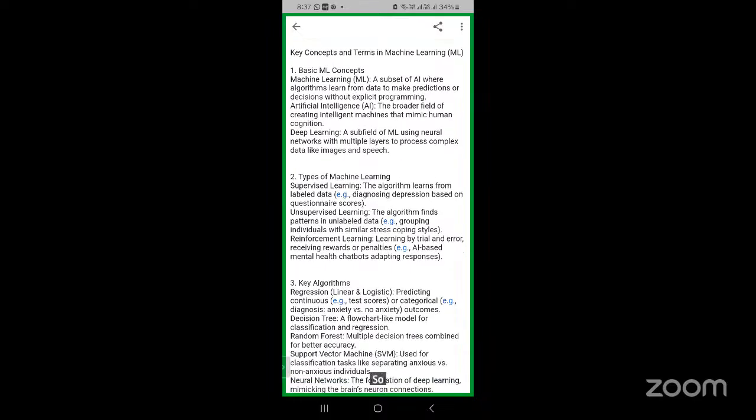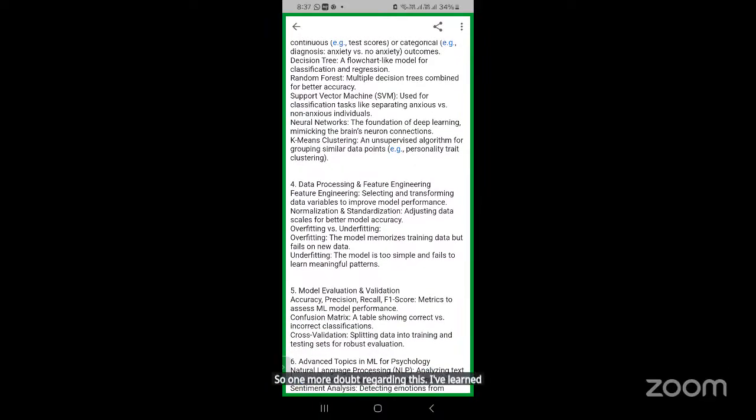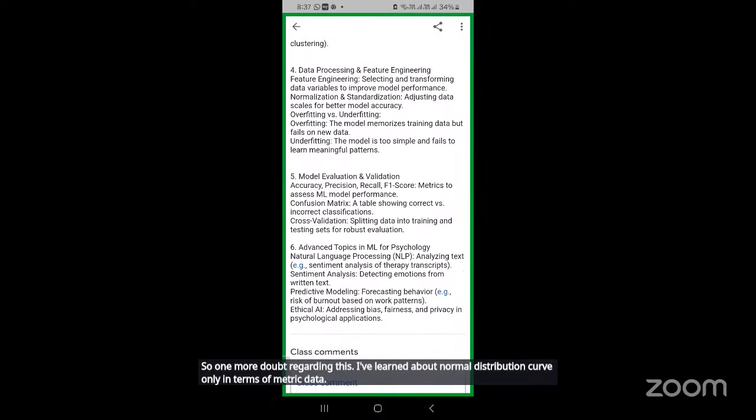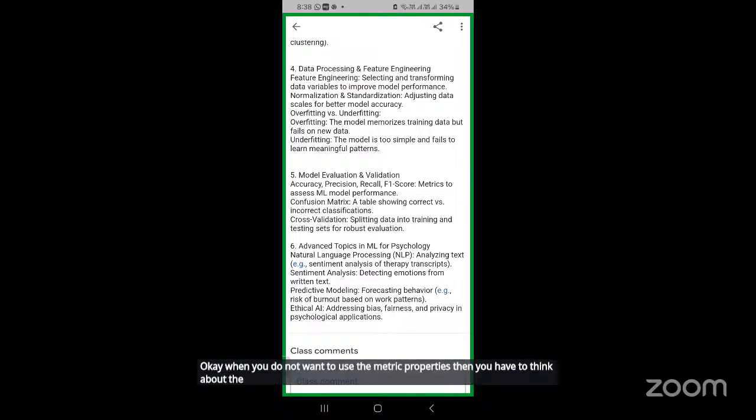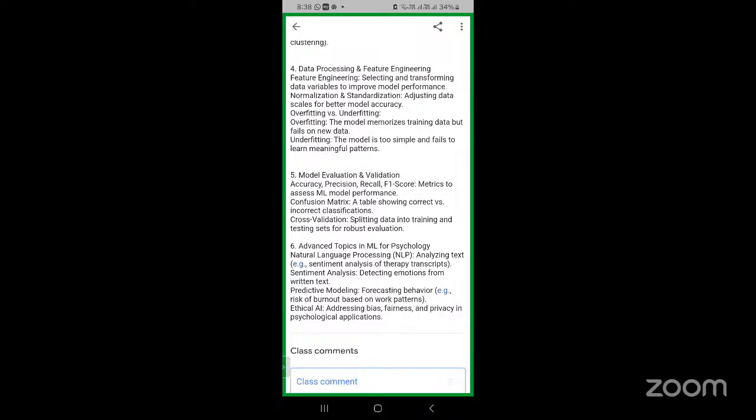So one more doubt regarding this. I've learned about the normal distribution curve only in terms of metric data, but we are also testing categorical and non-metric data, say photographs or text content. Then how does the normal distribution curve work in that situation? Okay, it's a very good question. You always keep in mind that the more categories there are, when you do not want to use the metric properties, then you have to think about more categories, because when the categories are more, then it will be very close to the normal distribution.